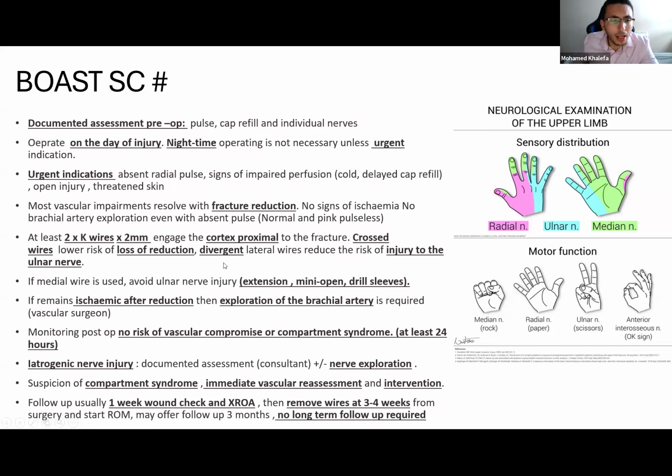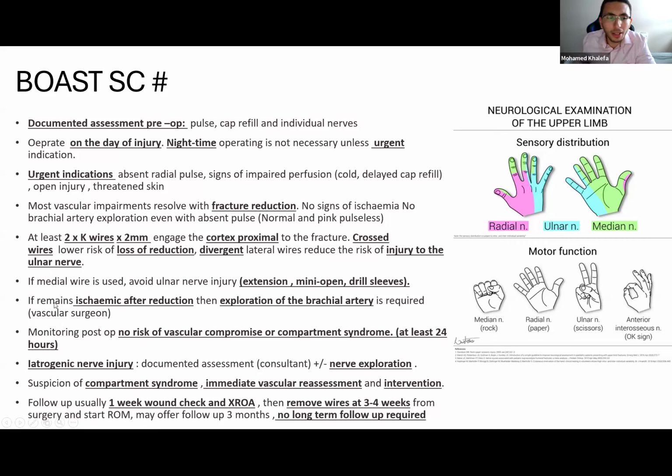And if you do the medial wire, they don't say don't do it, you do it, but you have to document what did you do to prevent ulnar nerve injury. So basically, you extend the elbow to move the ulnar nerve away. You have to open it, not percutaneous. A mini open incision, you have to move away the ulnar nerve and use a drill sleeve. You should use the drill sleeve for the drilling, and you put the wire through it. So you have to show them that you have done this before, or at least you are aware of it.